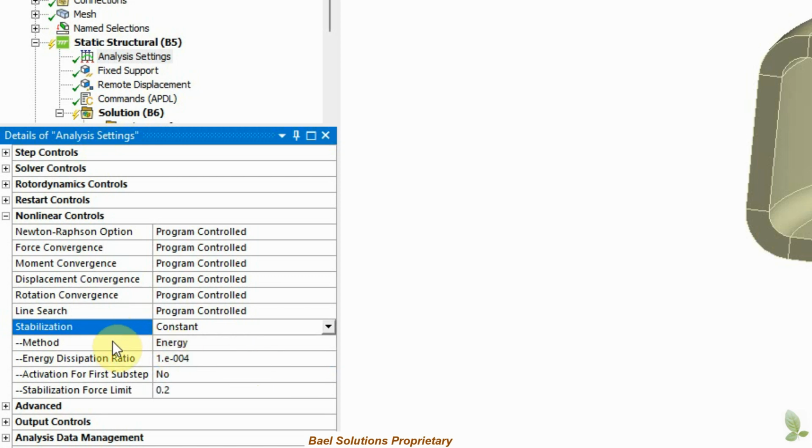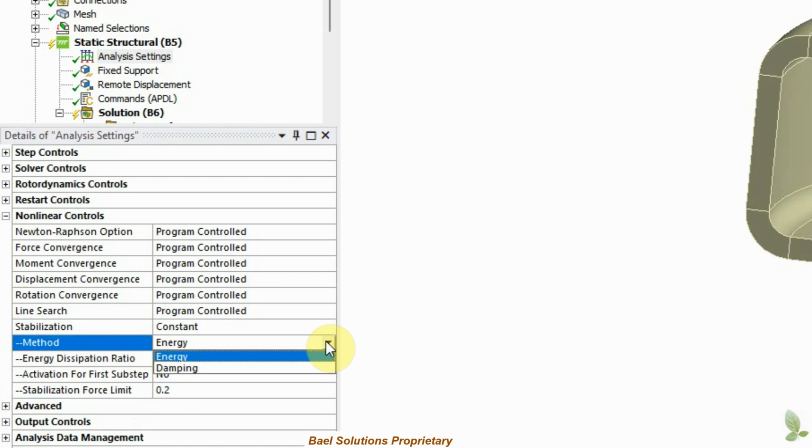Those are as follows: 1. Method, 2. Energy dissipation ratio, 3. Activation for the first substep, and 4. Stabilization force limit. Method is by default set to energy. It is recommended to keep it the same.